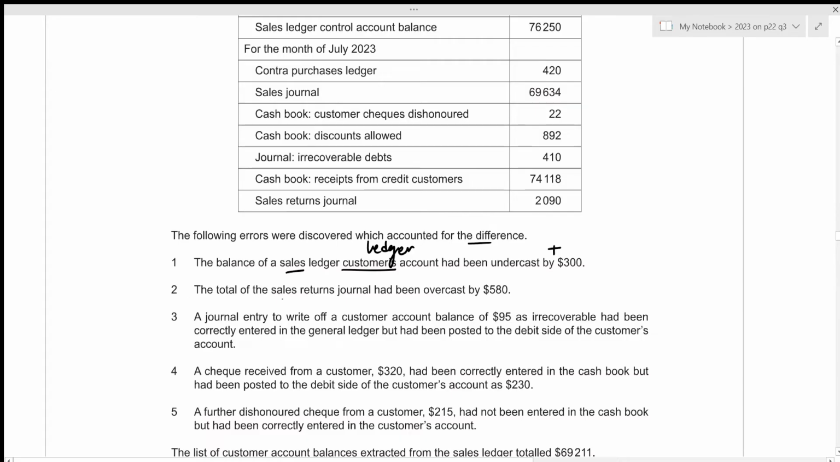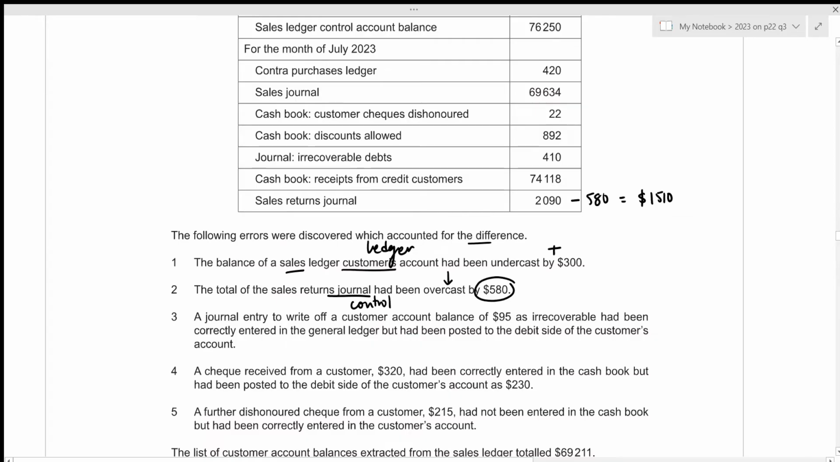Then for the second error, the total of the sales returns journal. This is journal, so this will have an effect on the control account. It had been overcast by 580. So it has been overstated, which means in order to rectify this error, we have to subtract 580 from our sales returns journal, which is right here. So that's 2090 minus 580, which will result in the amount of 1510. This is the correct sales returns journal.